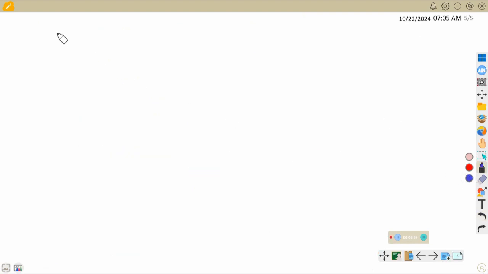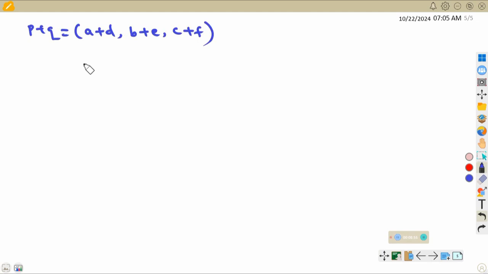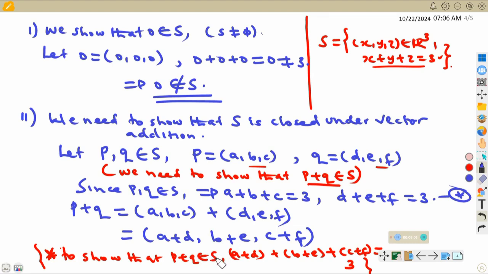So we have seen that P plus Q is the same as (A plus D, B plus E, C plus F). This is what we have as our P plus Q. If that is what we have, remember we need to show that P plus Q is an element of S, and for that we need to show that A plus D plus B plus E plus C plus F is equal to 3. Since we need to show this, let us begin with the left hand side.